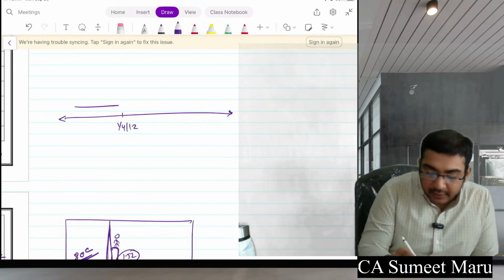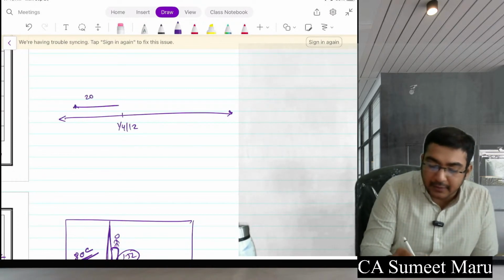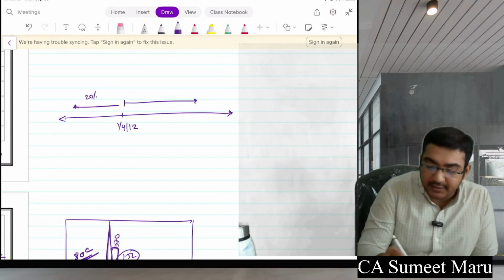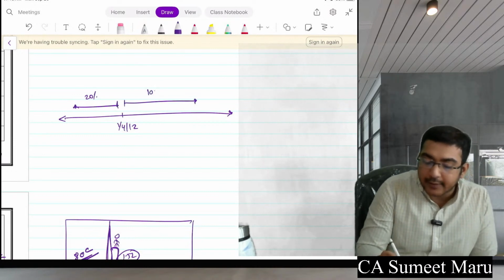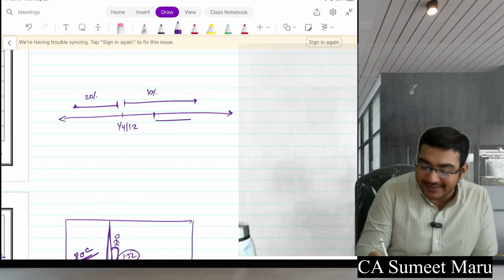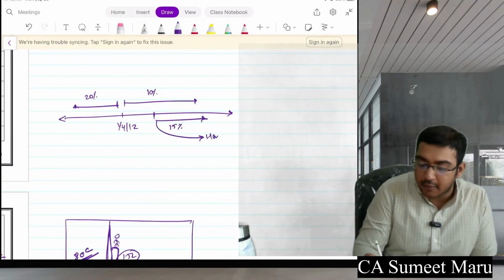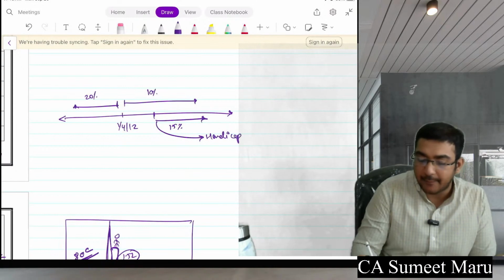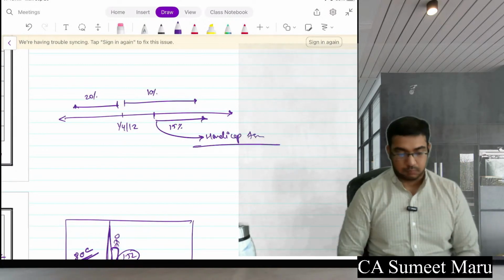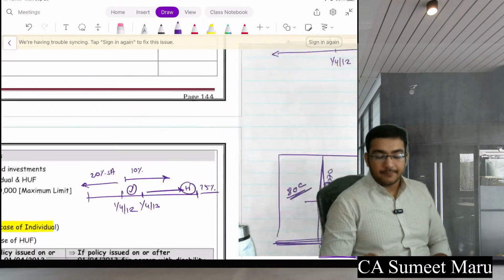1/4/12. Before this, premium paid or 20% of sum assured. After this, 10% of sum assured. But for handicapped or specified disease cases, after this, 15% of sum assured. But only for handicapped or specified disease. Everyone clear? Will you remember this?